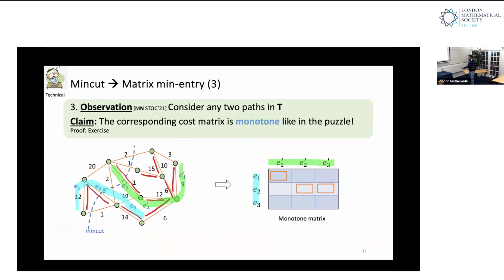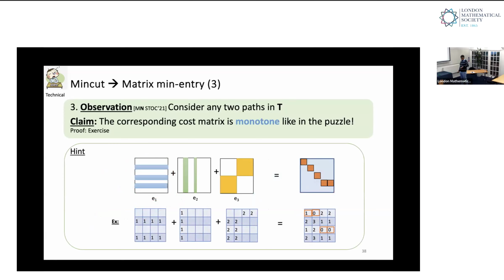But you can do something about it. This is something we observed: if I take 2 paths of this tree and put this matrix where the rows are indexed by the edges of path number 1, which is the blue path, and the columns are indexed by the edges of path number 2, that's the green path, this matrix is monotone.